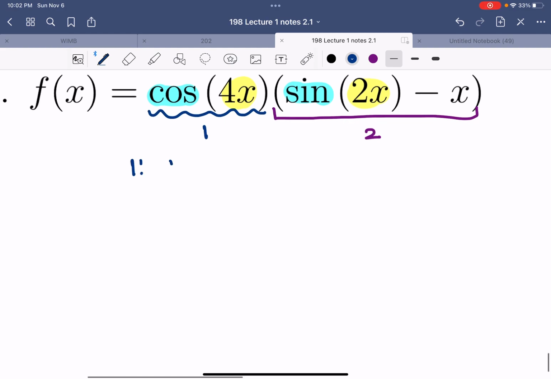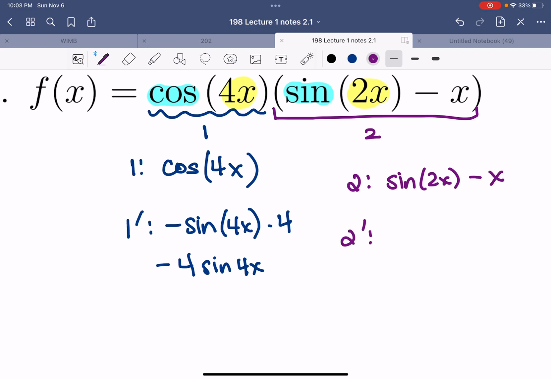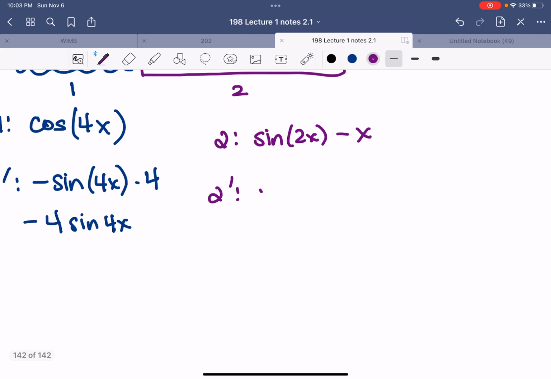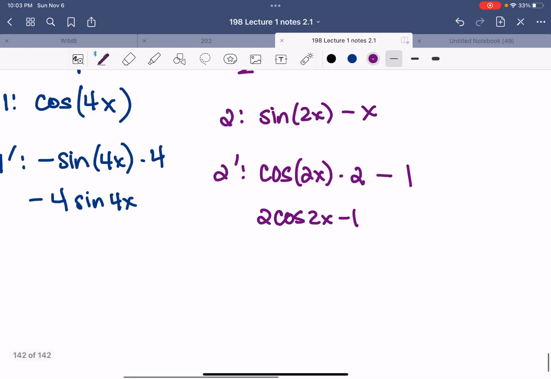So function 1 is the cosine of 4x. And when I take its derivative, the derivative of the outside, which is the cosine, is negative sine. Leave the inside alone. Multiply by the derivative of the inside. So that's negative 4 sine 4x. Function 2 is the sine of 2x minus x. So when I go to take the derivative, I take the derivative of the outside function, which is sine. So its derivative is cosine. Leave the 2x. Multiply by the derivative of the inside, which would be 2. Minus 1. So this is 2 cosine 2x minus 1.